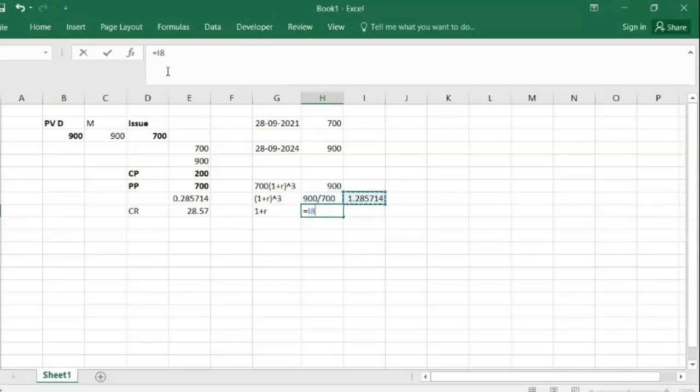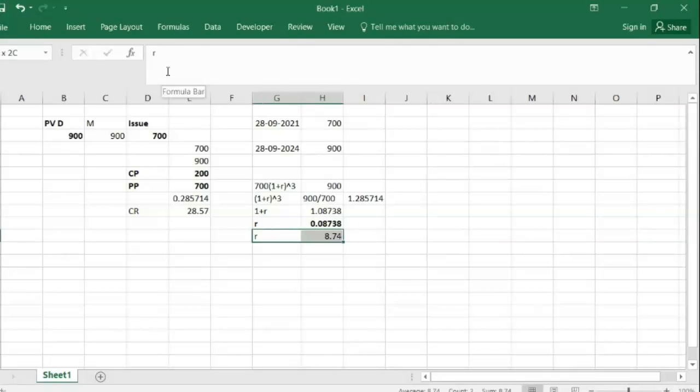To the power 1 by 3, the value is 1.08738. So here we need to calculate R. R is equal to this value minus 1. So what is the coupon rate we have received? 8.738, or 8.74, is the coupon rate.